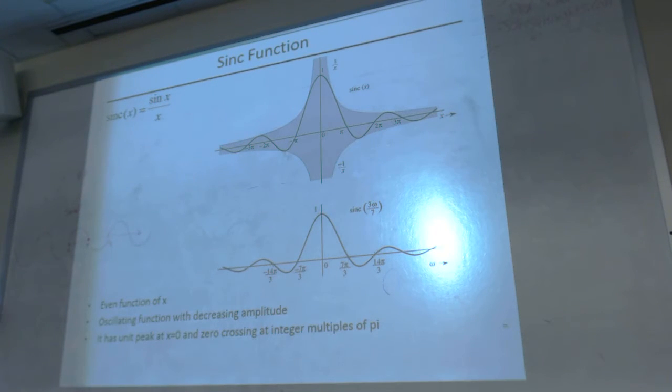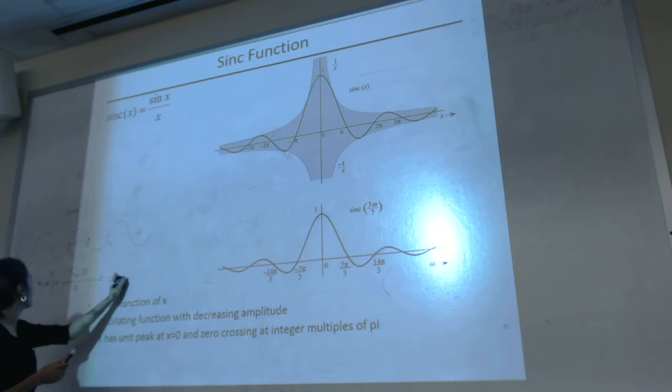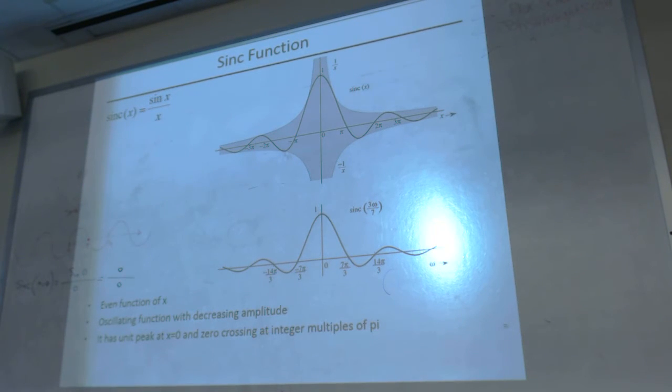So I want to evaluate the sinc function at x equal to 0. So it is sine of 0 divided by 0. What's the sine of 0? 0 divided by 0. Okay. So it's 0 divided by 0, so you have to do some special care or treatment.